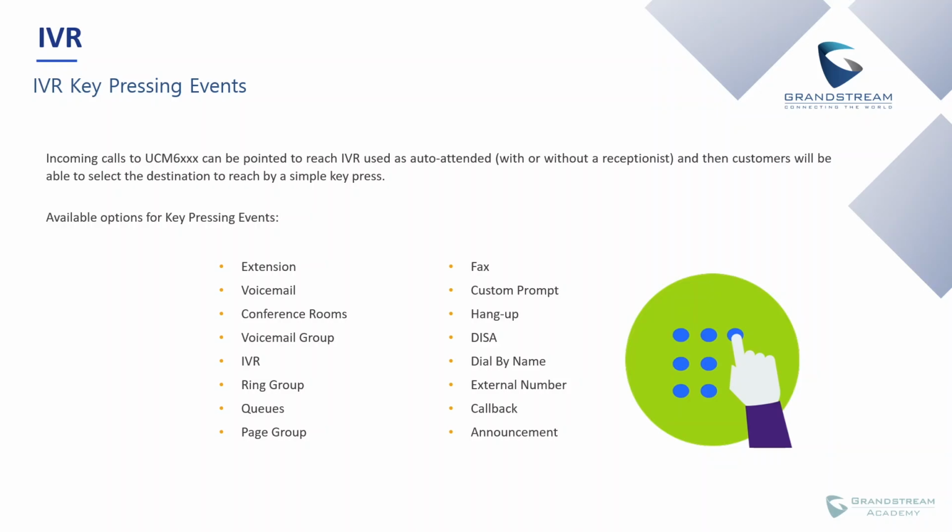Incoming calls to the UCM 6000 can be pointed to reach IVR, used as auto-attendant with or without a receptionist, and then the customers will be able to select the destination to reach by simple key press. You can have many destination types configured for IVR, and I listed on the slide all the available options that can be assigned on key pressing events. It can be extension, voicemail, meeting room, voicemail group, IVR, ring group, queues, page group, fax, custom prompt, hang up, DISA, dial by name, external number, callback, and announcement.